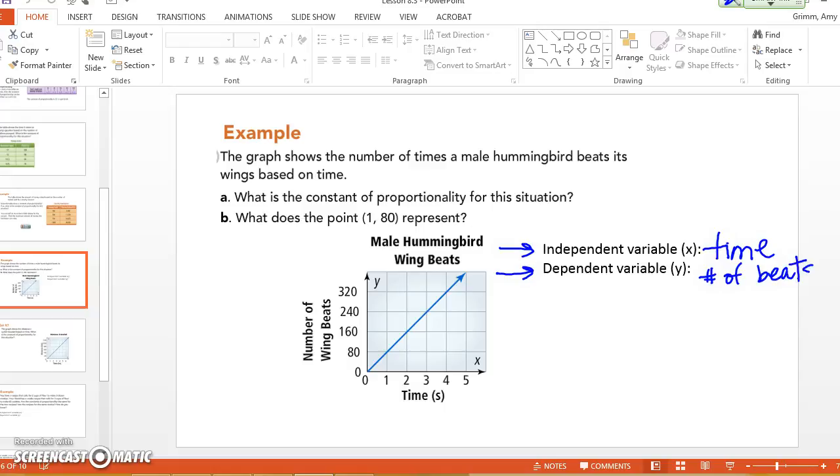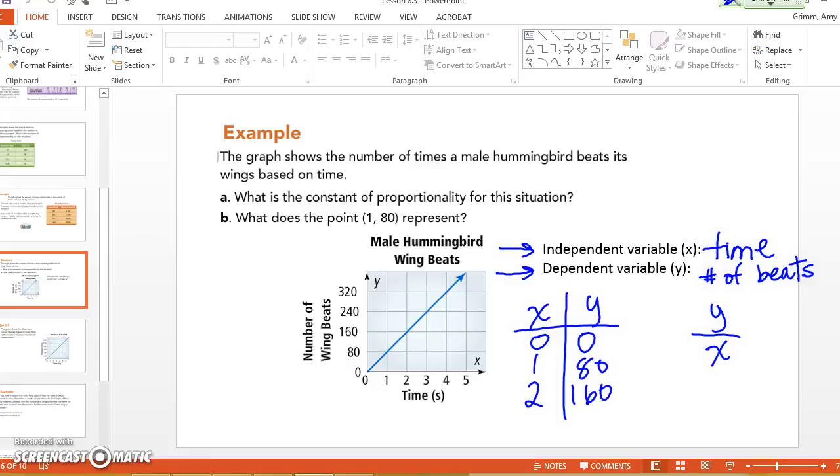Okay? Which would mean that, again, I'm always putting y over x. If I look at this in table form, could we create a table out of this? Yeah. Sure. At 0, 0. At 1, 80. At 2, 160. Because it's just right here. I'm just putting these, and I could keep going.